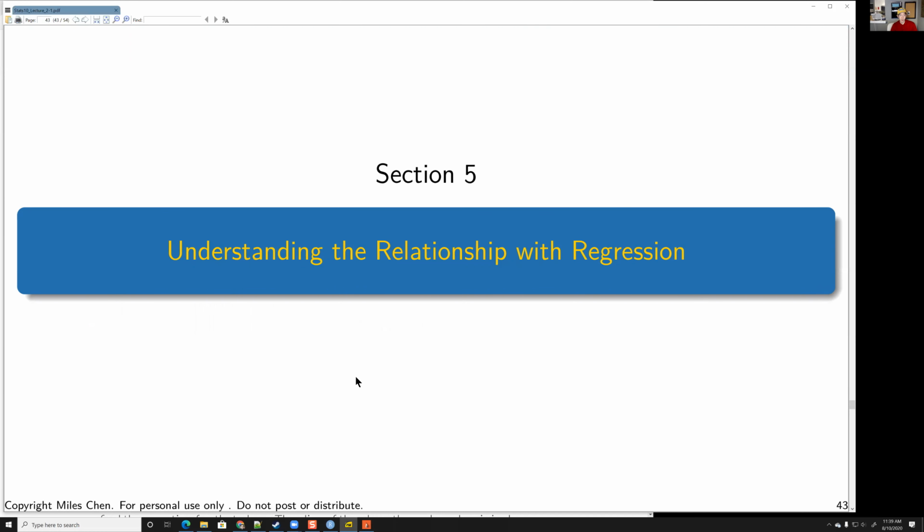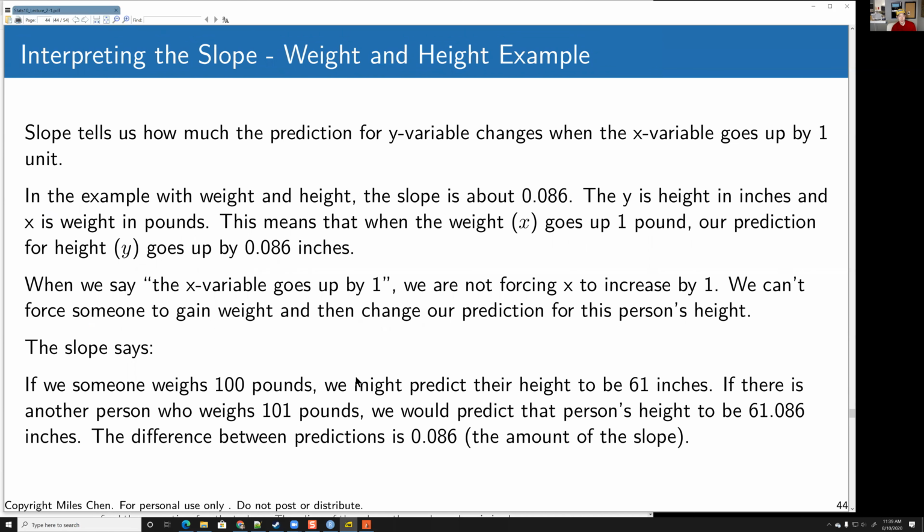Okay, so when we create a regression line, it can be useful for understanding the relationship between variables. And so this is the interpretation for the slope. It tells us how much our prediction for y changes when the x variable goes up by 1 unit. In our case, with weight and height, the slope is around 0.086. Y is height in inches and x is weight in pounds.